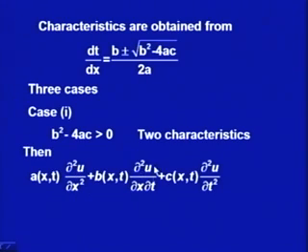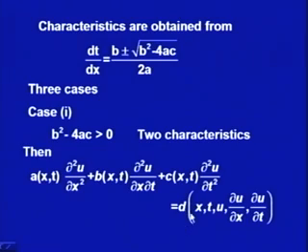a(x,t) del 2 u over del x2 plus b(x,t) del 2 u over del x del t plus c(x,t) times del 2 u over del t2 is equal to d of (x, t, u, del u over del x, del u over del t). This is called hyperbolic. So, when the coefficients are such that b square minus 4 times ac is positive, we call this equation hyperbolic.